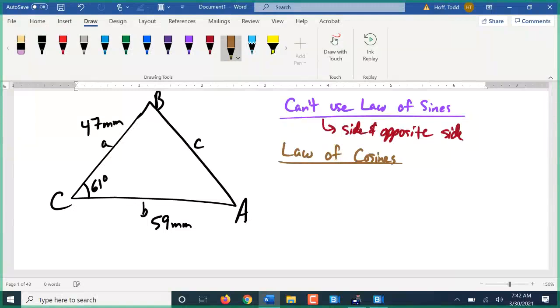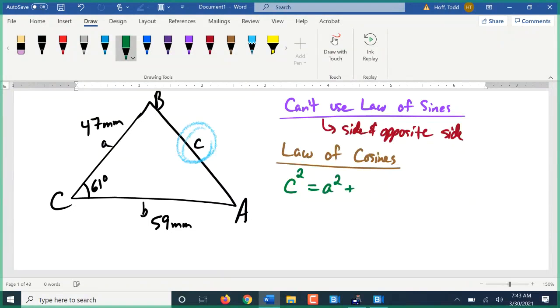Now, the law of cosines is set up specific to the angle that we have and the side that is missing. The law of cosines allows us to find that one missing side. And once we have that missing side, then we can go back to using law of sines for the rest of the problem. So the formula allows us to find side C is actually C squared is equal to A squared plus B squared. Now that should be looking familiar at this point. That's just our Pythagorean theorem for right triangles.